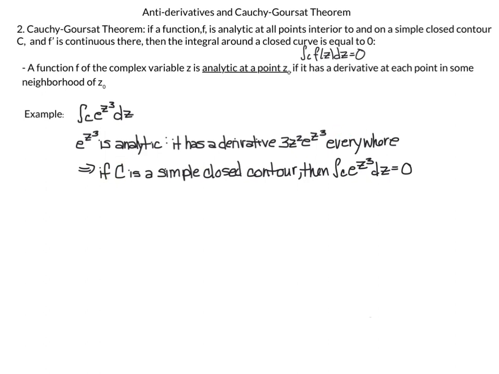And so if C now is a simple closed contour, then it satisfies our Cauchy-Goursat. F is analytic at all points interior to and on the closed curve, and it's analytic everywhere. We have an f prime that's continuous there. Then we can say the integral around the closed curve is equal to 0.